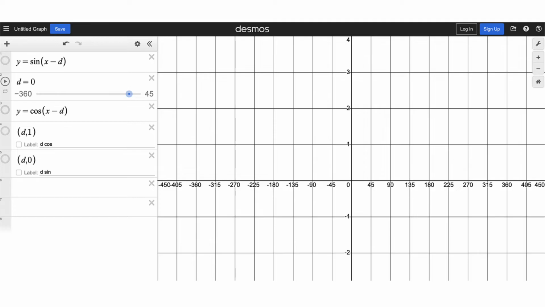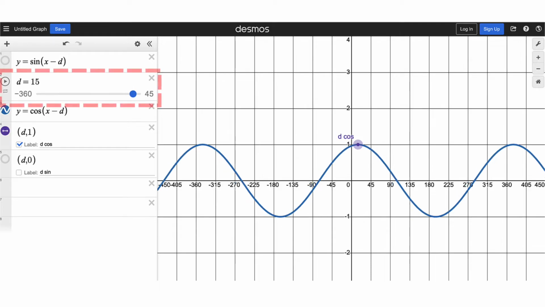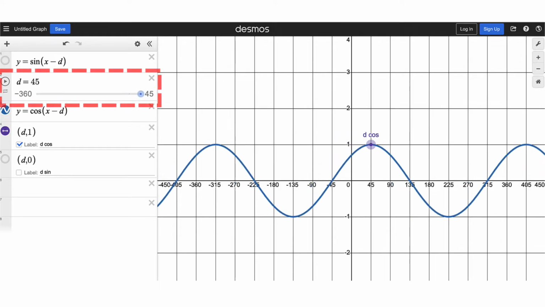So I'll have Desmos graph a cosine function, and notice right on the y-axis is a maximum point. I'm going to label that the d value for cosine, because if I change the d value, which will cause a horizontal shift, you'll see that that maximum point is no longer right on the y-axis. If I make d 45, notice the x-coordinate of that maximum point is now 45. So the x-coordinate of a maximum point corresponds to the d value of the cosine function.